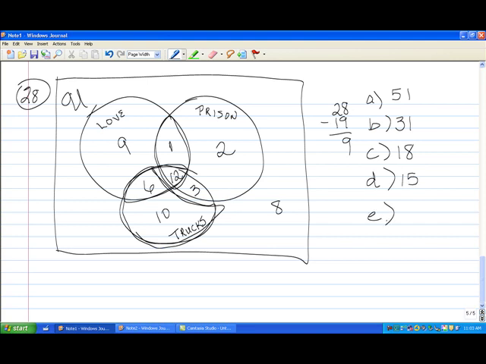Okay, and part E, we have people not in prison. So this would be 25, 33. And F, people not in love, it's 1023. Okay, and that'll be it.